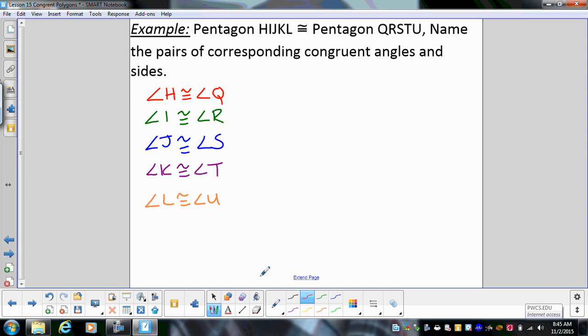So again, all I did was look at the location of the letter in the name of the pentagon. So H is first, Q is first, they're congruent. L is last, U is last, they're congruent. I'll do the same thing with the sides. HI are the first 2 letters, QR are the first 2 letters. So segment HI is congruent to segment QR. Segment IJ is congruent to segment RS.